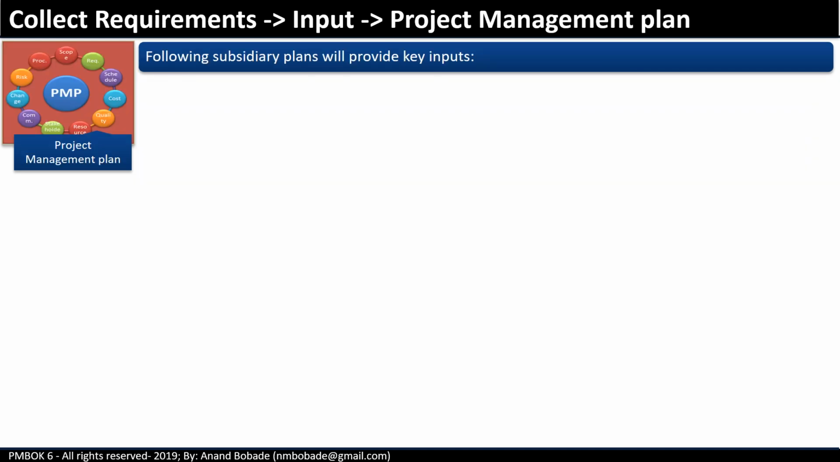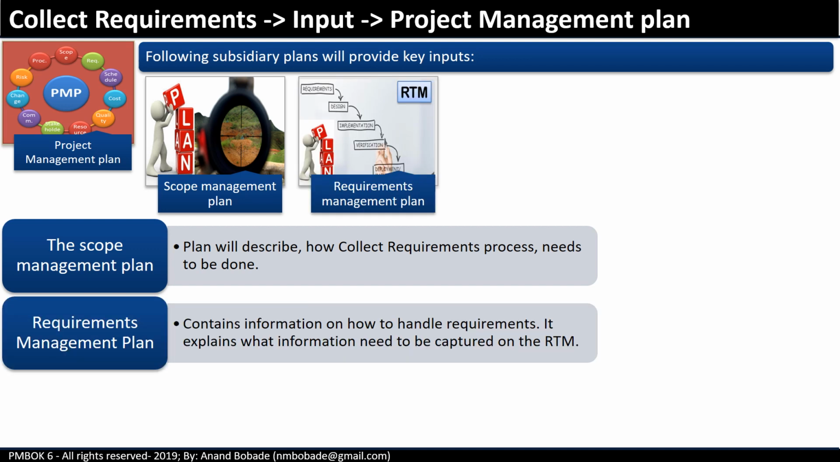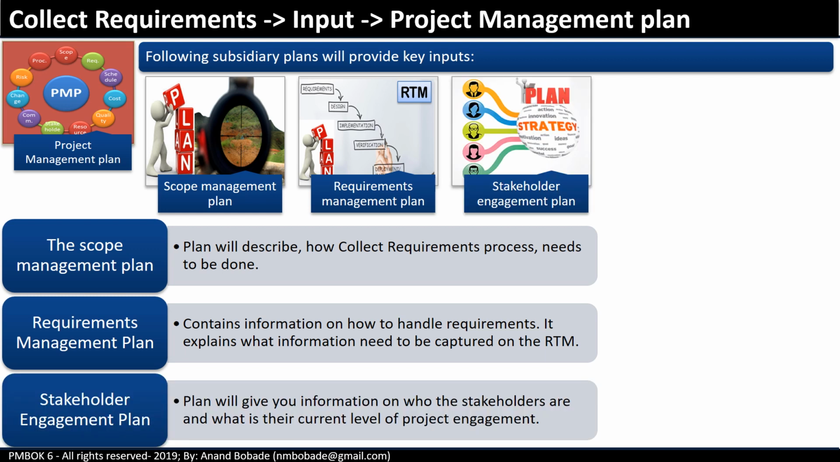Project management plan. The components of the project management plan that are used as inputs are the scope management plan, which describes how the collect requirements process needs to be done, and the requirements management plan. It contains information on how to handle the requirements. It explains what information needs to be captured on the requirement traceability matrix and how the RTM will be used to track requirements throughout the project.